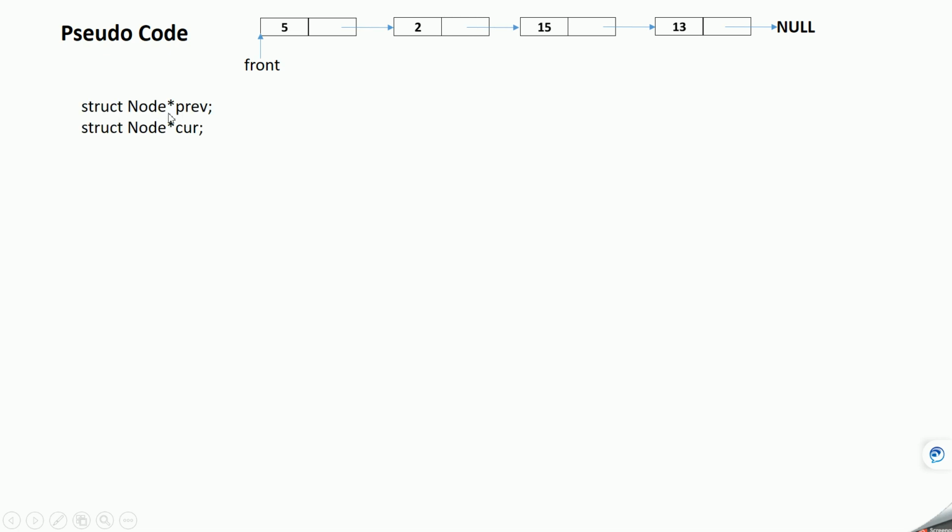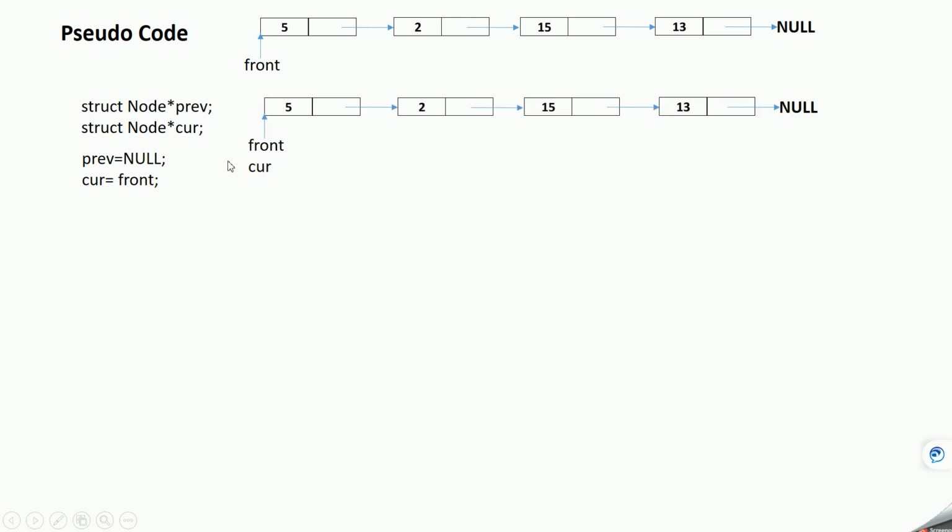let's write the code. Initially we'll take two node pointers, previous and current, and then we'll make this previous point to null, meaning it is not pointing to anything, and this current will be pointing to front. So what will happen now, this front and this curr variable both will be pointing to the beginning of the linked list. Next what we have to do is move from this node to this node. For that, we'll say previous equal to current and current equal to current link.